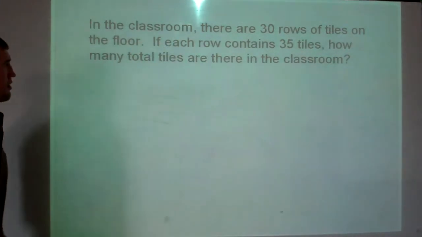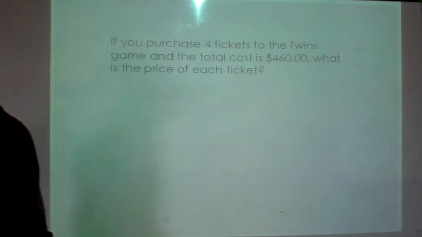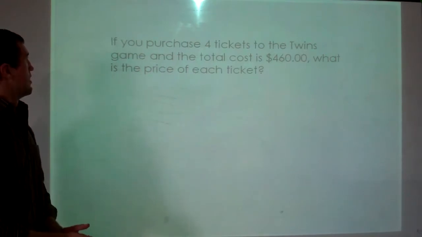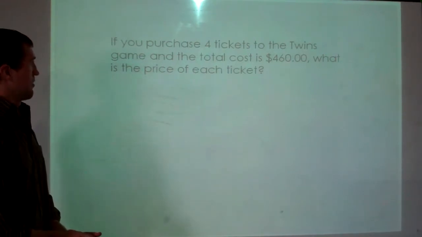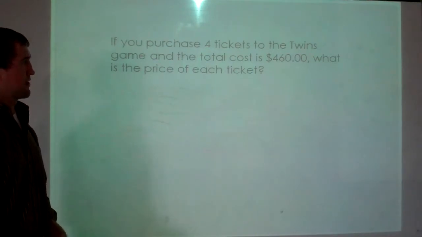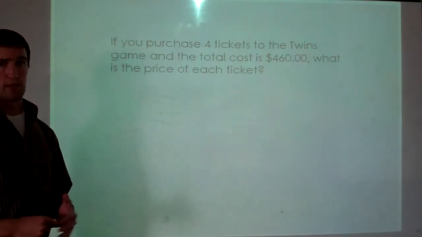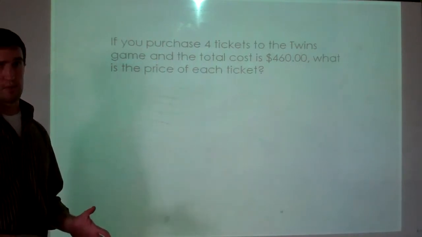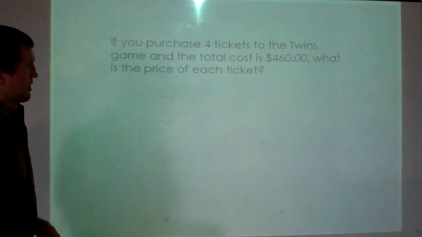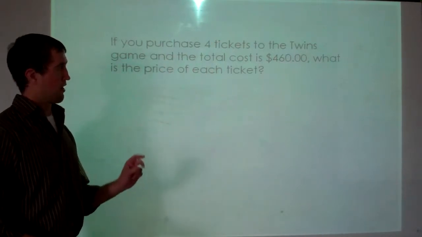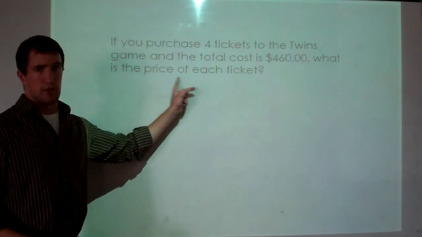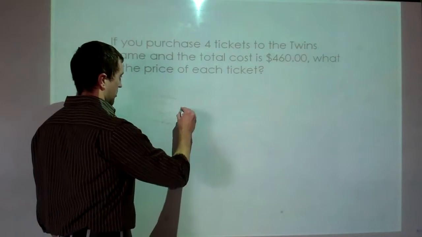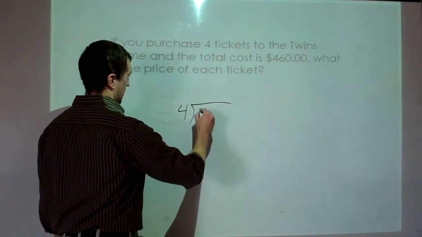On to our next one here. Alright, this one has some practical use for your sporting fan. If you purchase 4 tickets to the Twins game and the total cost is $460, what is the price of each ticket? This will be useful for this situation, maybe going out to eat, splitting the bill between your friends, that type of thing. Either way, we know we're trying to figure out the price of each so that we all pay a fair amount. So we will be splitting this up, which means division again.